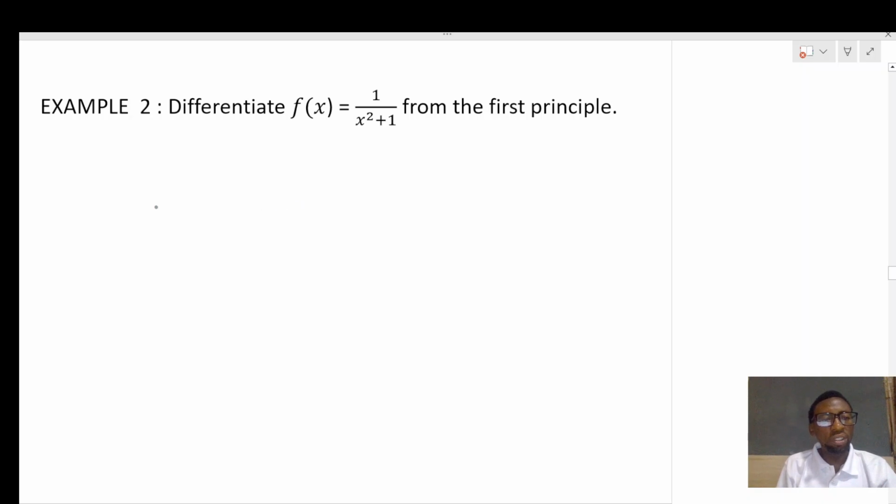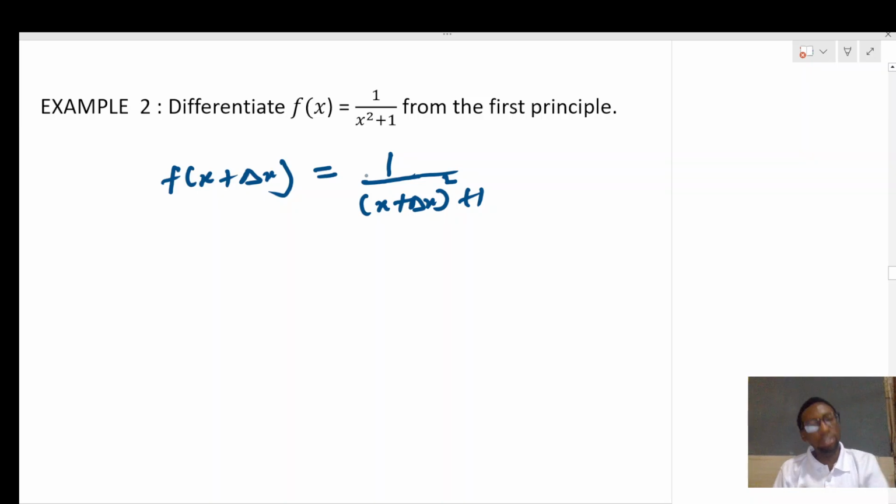So what I'm going to do from here is the same thing. Get your f of x plus delta x, and that will give us 1 over, open the bracket, x plus delta x all squared plus 1. So I will keep that. I won't expand it, so that I don't complicate the whole issue. Don't forget that our f of x is this. So by now I should understand what I mean by f of x plus delta x. Anywhere I see x, I put x plus delta x. So this is my x here. So it's going to become x plus delta x all squared plus 1.